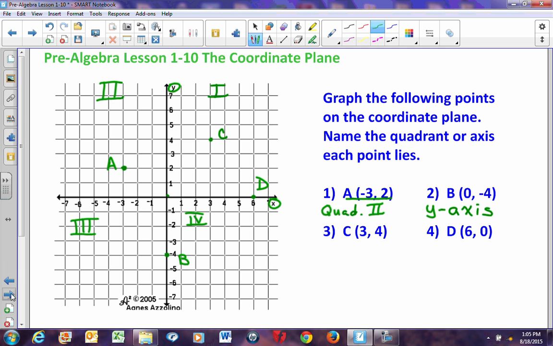Letter C, if we find letter C, we see that that is in quadrant 1. And letter D, again, is on the boundary line between quadrant 1 and quadrant 4, which puts it on the x-axis.